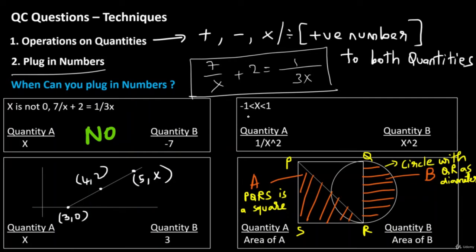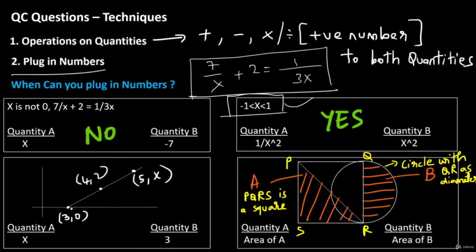What about the next question? It's given that x is between -1 and 1 and quantity A is 1 by x square and quantity B is x square. Over here, yes, you can plug in numbers, but remember when you plug in numbers, x should be in the given range which is permissible. All right, what about this question over here?